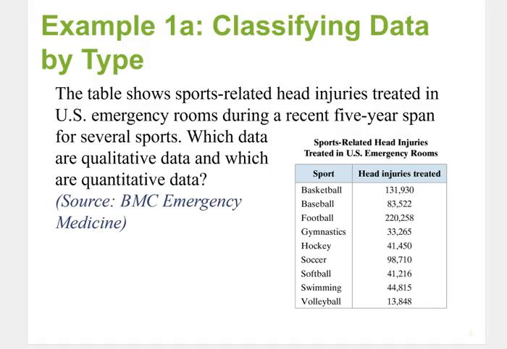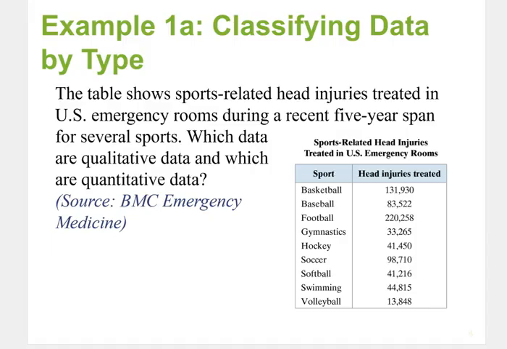All right, so first example. The table here shows sports-related head injuries treated in U.S. emergency rooms during a 5-year span for several different sports. Which data are qualitative and which data are quantitative? So notice that the sport is qualitative, right? It's a word. So that's our qualitative data, and it is matched with quantitative data, the number of head injuries that are treated in each.